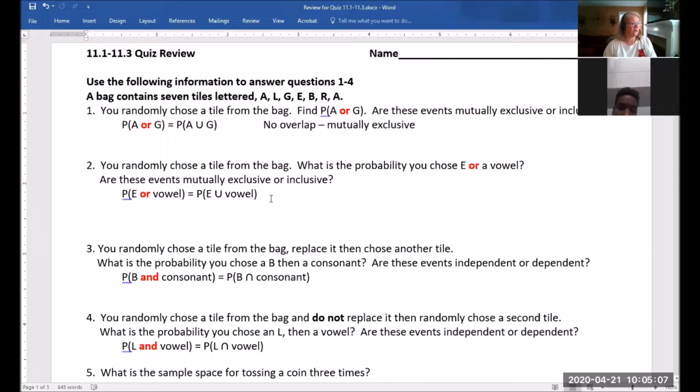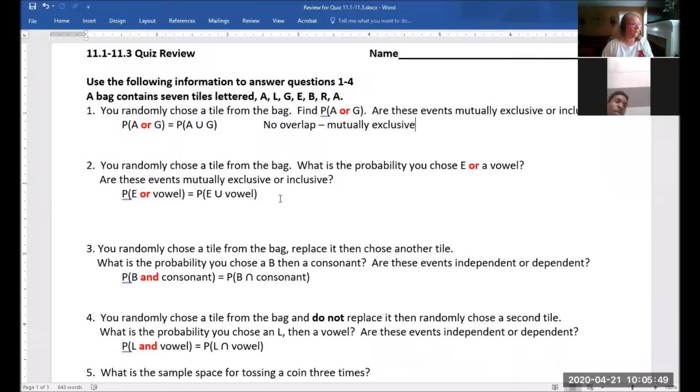Now, is there a relationship between E and vowel? Somebody unmute your mic and tell me, what is the relationship between E and a vowel? Somebody, anybody? Come on, somebody tell me. There you go. I heard someone start to say it. E is a vowel, isn't it, y'all?